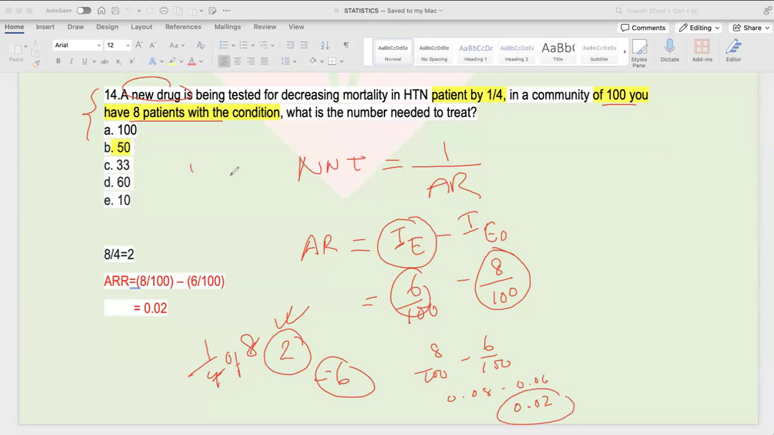So you just do the math, 1 by 0.02. So you remember, to remove the decimal, you multiply by 100 because there are 2 numbers after the point. So your answer is 250.